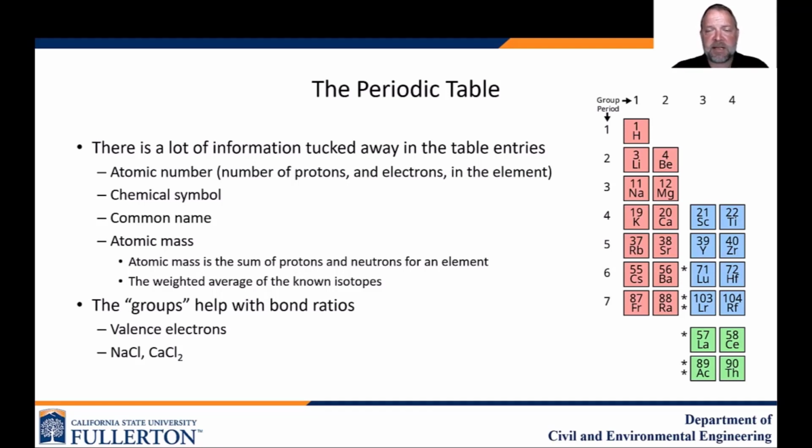Calcium chloride, on the other hand, is CaCl2, 2:1 bond ratio, because calcium has 2 electrons that it can share, so it's able to hold on to two chlorides or chlorines.